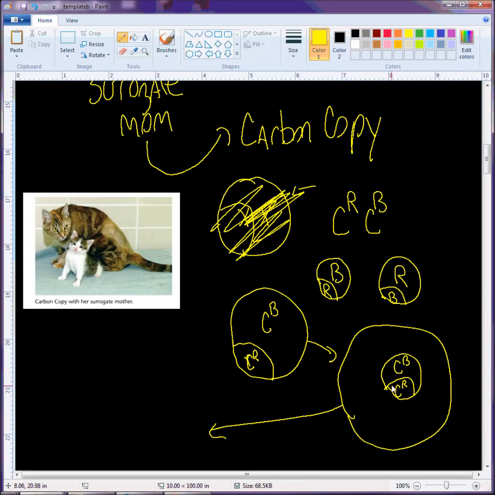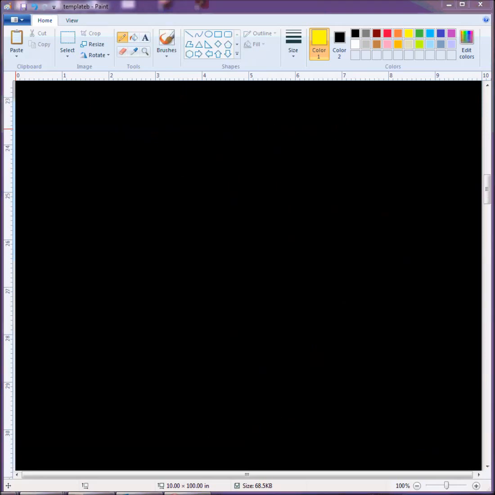So the other possibility is that somehow both chromosomes are activated. So the inactivated one is activated, and we just get normal development, and a normal calico cat is produced, or tortoiseshell cat is produced. So I guess what the question wants us to do is, do we expect Carbon Copy to appear identical to Rainbow, a calico, or is it only going to have one color?